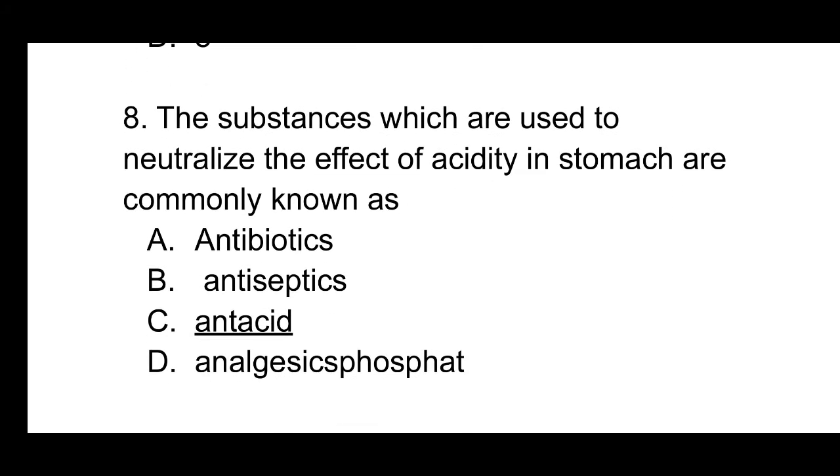The substances which are used to neutralize the effect of acidity in the stomach are commonly known as antacids. As we have discussed in our previous video on life processes, hydrochloric acid is secreted in our stomach, which provides an acidic medium for digestion. But if we do not eat food at that time, that causes acidity. To neutralize that effect, we use a substance known as antacid.